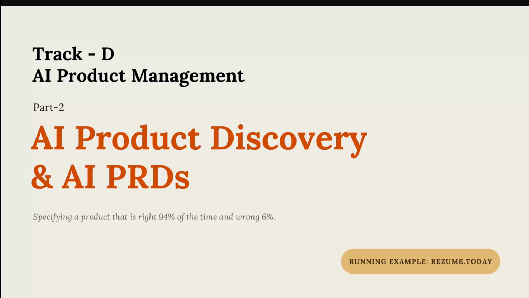What we are going to look at is, while specifying a product, that's right 90% of the time will work in deterministic products. It might not work here because of the remaining 6% of the time that it's going to fail in probabilistic scenarios, the cost, the branding, everything could take a big hit.